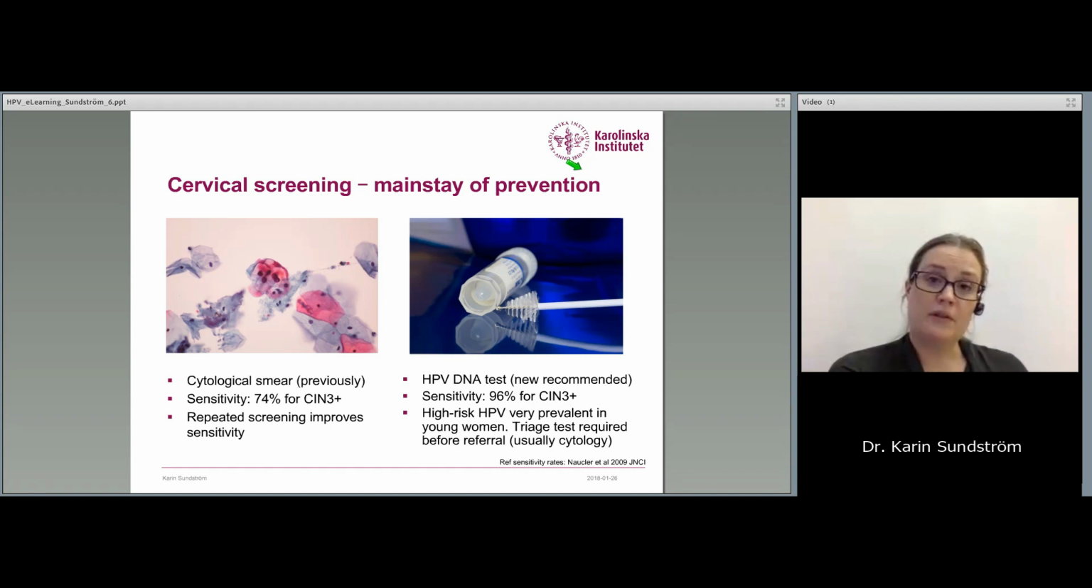Instead of staining for abnormal cells and then microscopically examining them, we perform an HPV DNA test and see if there is high-risk HPV DNA present in the woman's cervix or not. Sensitivity here turns out to be very high, around 95%. However, high-risk HPV is very prevalent in young women, and that may lead to considering different ages in which to apply which technologies. For example, here in Sweden, we recently decided to use cytology in women below 30 and HPV testing above 30 years of age in order not to send too many women to further unnecessary workup.